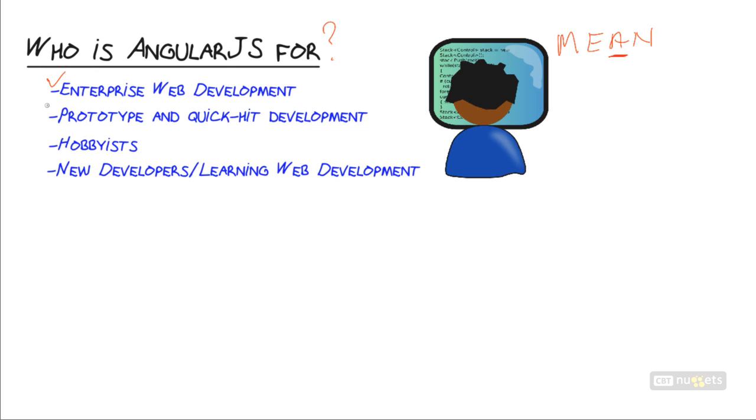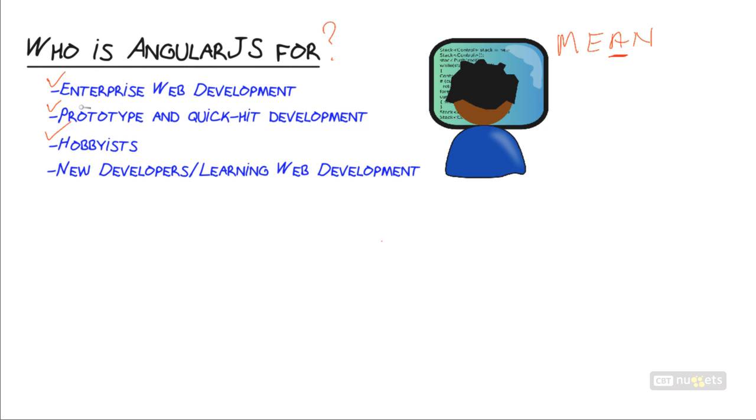Angular is also great for prototyping and quick hit development. You know, the kind of stuff where the client comes to you and they say, hey, we need this thing done, there's not really money in the budget for it, can you get it done for us? Also, it needs to be done next week. Well, AngularJS, because it's so simple and concise to use, is great for that sort of thing.